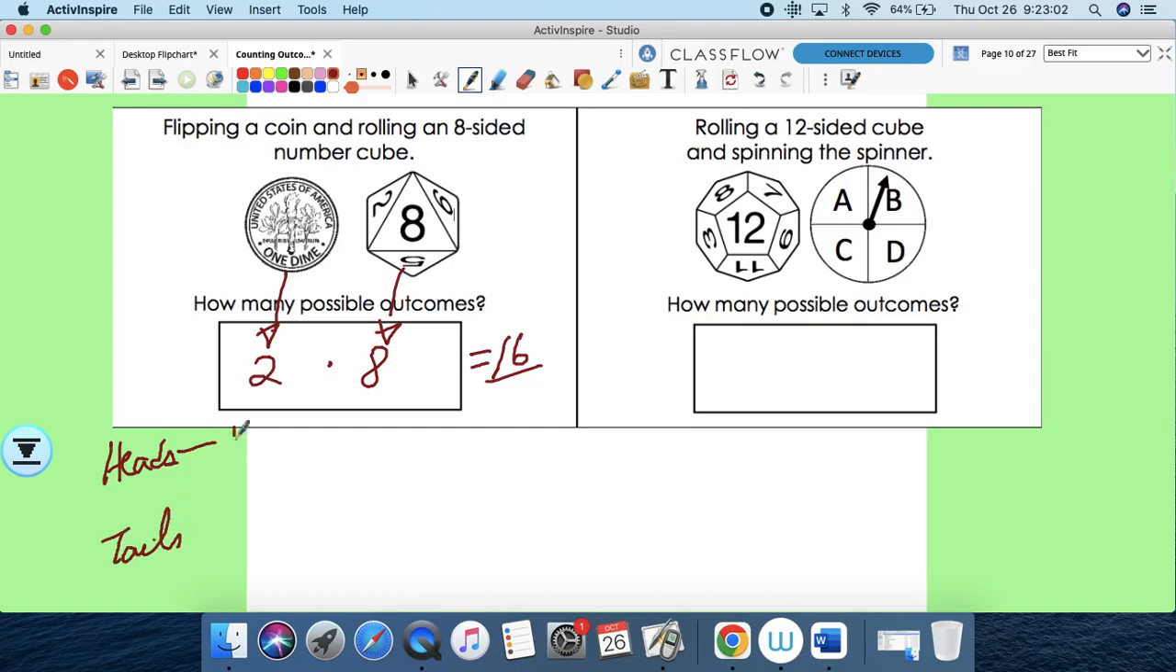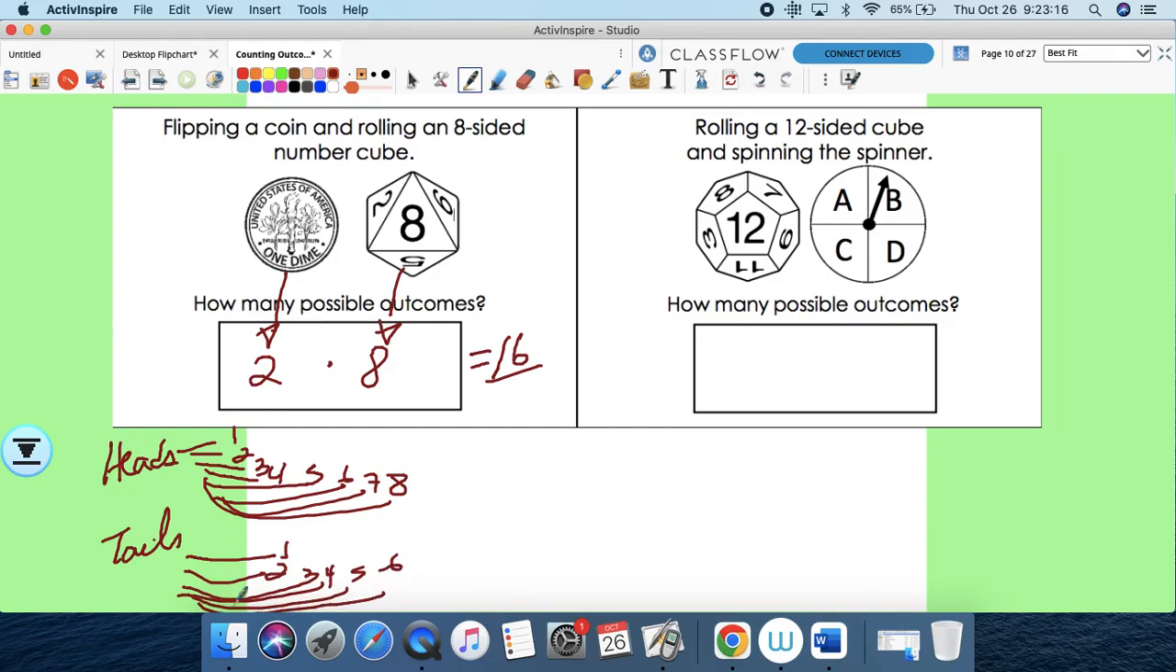So it could be heads and 1, heads and 2, heads and 3, heads and 4, heads and 5, heads and 6, heads and 7, heads and 8. And the tails could be tails and 1, tails and 2, tails and 3, tails and 4, tails and 5, tails and 6, tails and 7, tails and 8. So there's 16 possible. We'll do a tree diagram a little bit later on, but you get the idea. So here we have a cube that has 12 sides. We have a spinner with 4 sections. How many possible outcomes? 48.